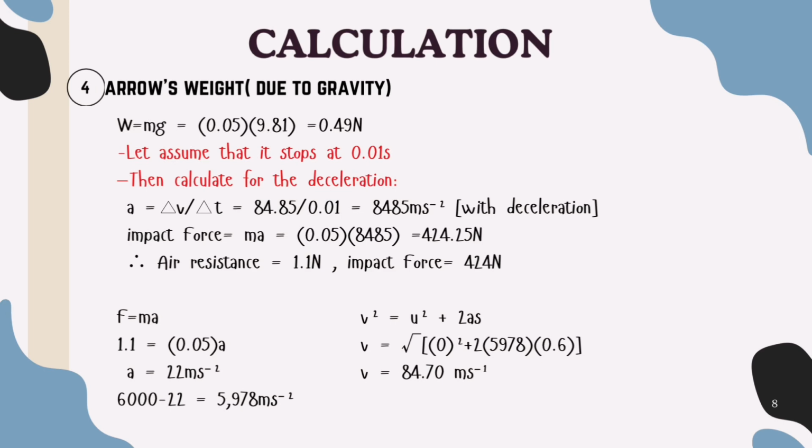So for the impact force, we can use F equals ma to find it. 0.05 times 8,485 equals 424.25 Newton, and we get the air resistance equals 1.1 Newton, and the impact force on the arrow is 424 Newton.